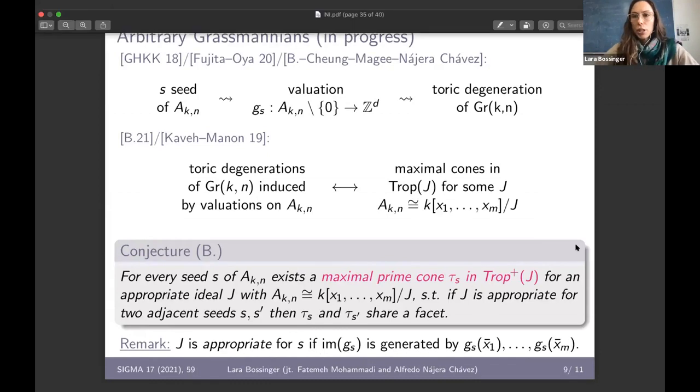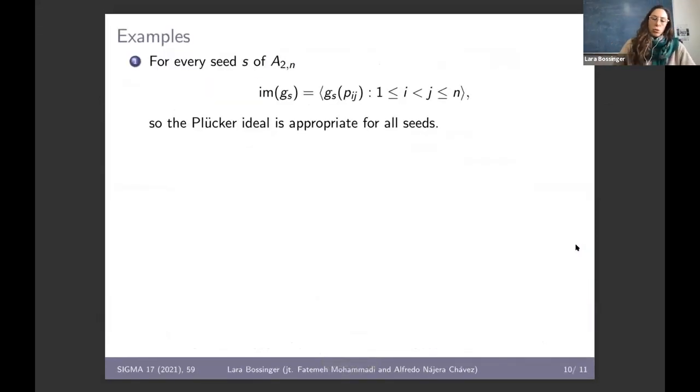So just to finish, I wanted to tell you in the examples of the Grassmannians Gr(2,n) and Gr(3,6) how this works. For the Grassmannian Gr(2,n), the value semigroup of these G-vector valuations is generated by the G-vectors of all the Plücker coordinates. This is simply because the Plücker coordinates are all cluster variables, so there's really no other choice here. And in this case, the Plücker ideal is appropriate for all seeds.